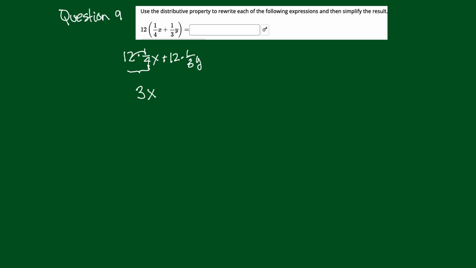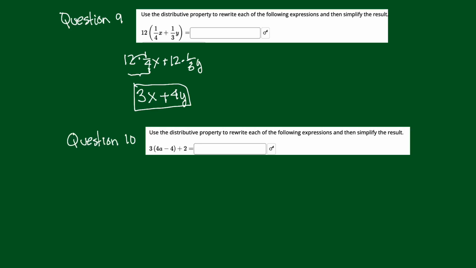So that'll be 3x plus, and then over here, we've got 12 times a third, so think of it two ways. 12 times 1 is 12. 12 divided by 3 is 4. Or if you like, what is 1/3 of 12? It's 4. So 4y. Now what I've got here are 3 x's and 4 y's. These are different things. I can't add them together. What would I get? 7 what? So I'm done here. I'm going to get 3 x's plus 4 y's.